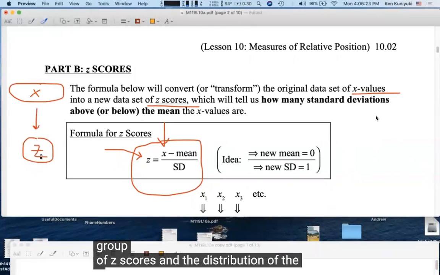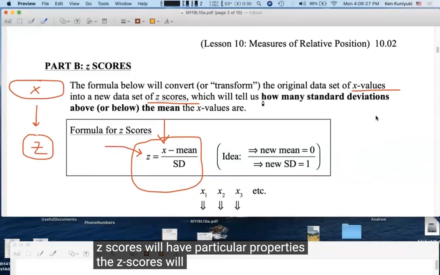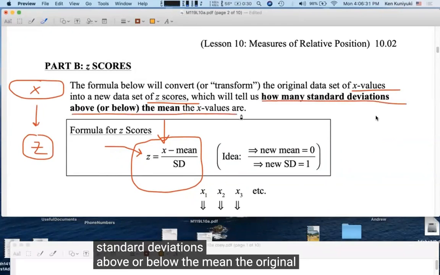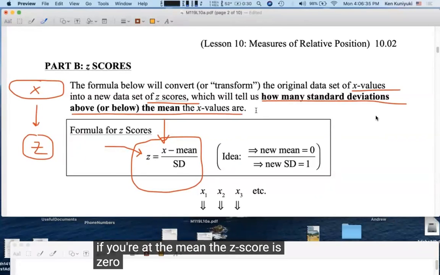And the distribution of the z-scores will have particular properties. The z-scores will tell us how many standard deviations above or below the mean the original X scores are. If you're at the mean, the z-score is 0.